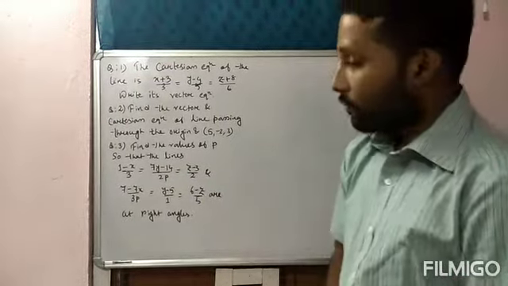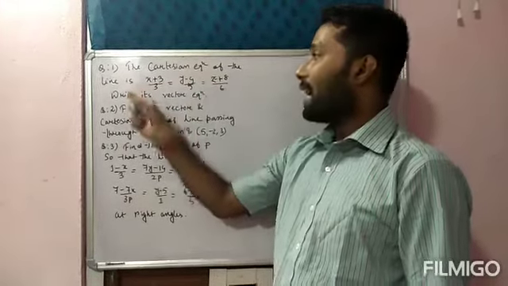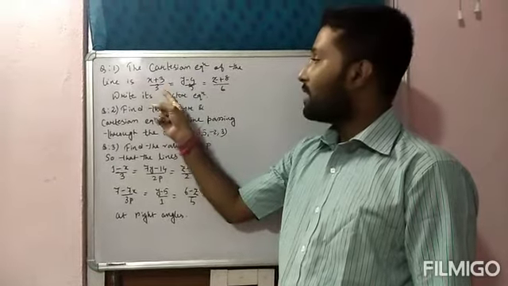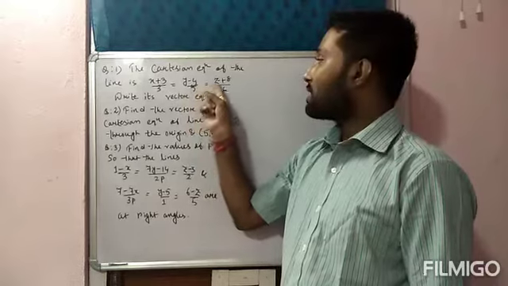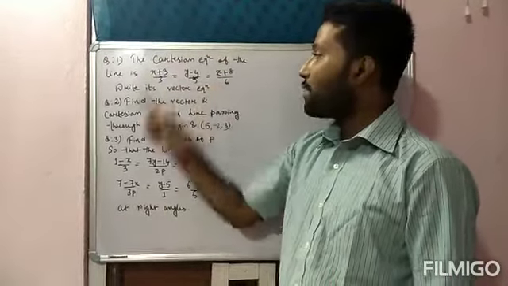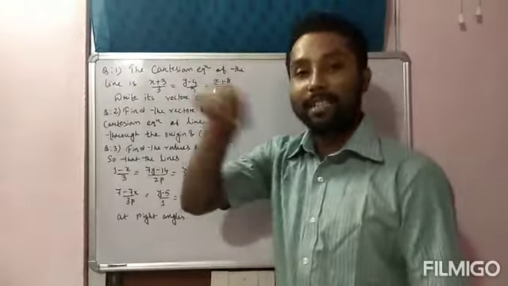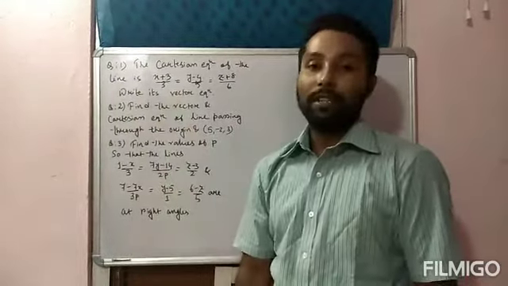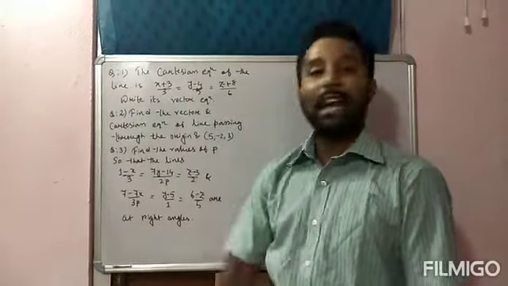So the first question is, the Cartesian equation of the line is (x plus 3)/3 is equal to (y minus 4)/5 is equal to (z plus 8)/6. This is the Cartesian equation. Cartesian equation means free from direction. Write its vector equation. You are asked to write the vector equation of this line.